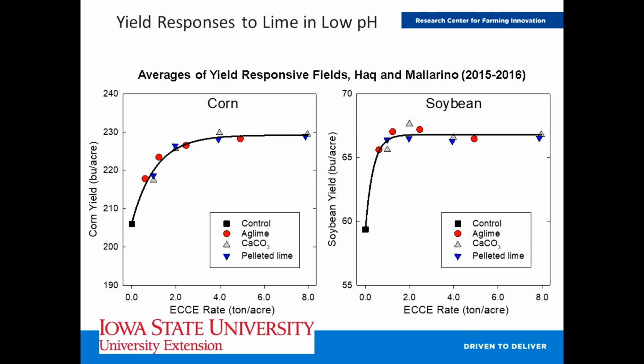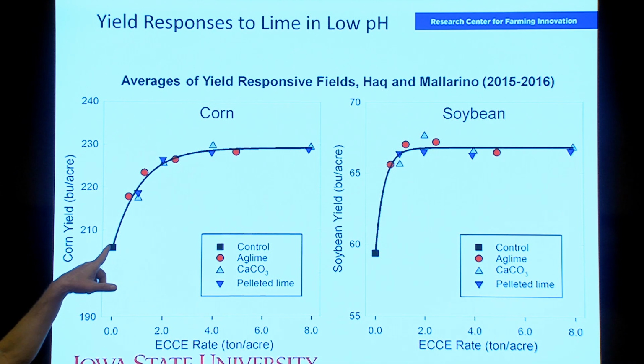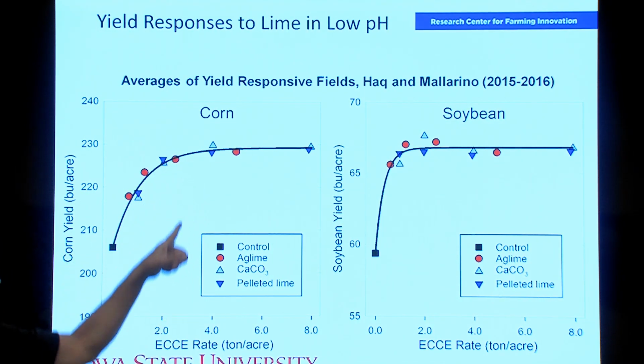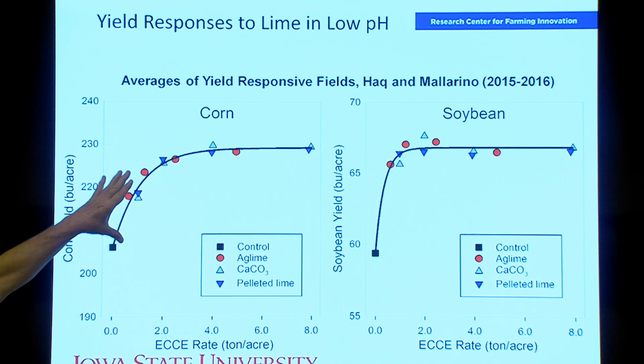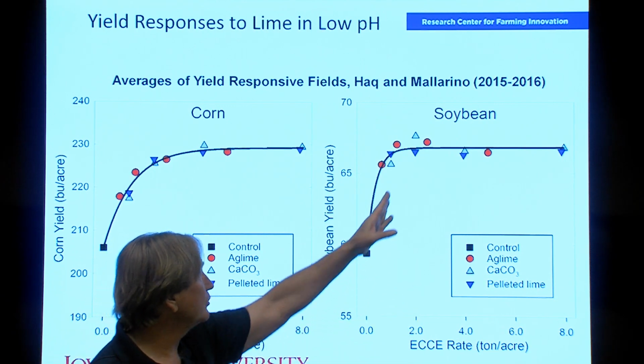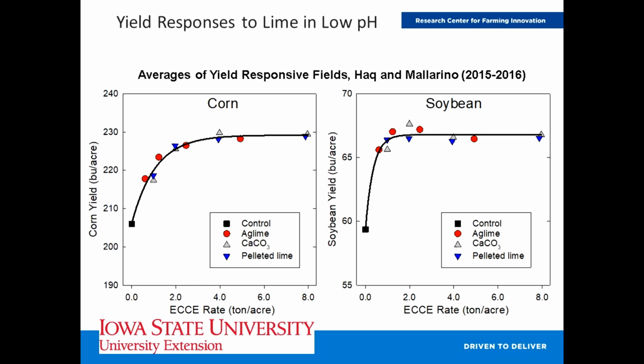This is some newer studies. They were going from about 208 bushels to almost 230 at a 3 ton rate of lime. So again, another 20 bushel response in corn. And in this study, the response in soybeans was about 6 or 7 bushels again. Don't forget lime in your 2021 season.